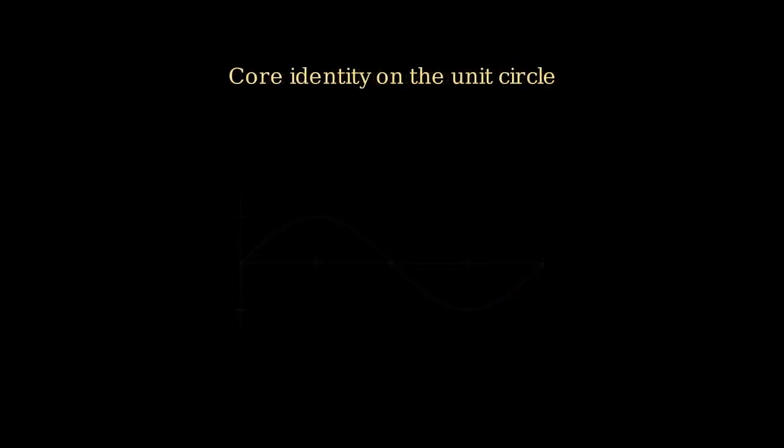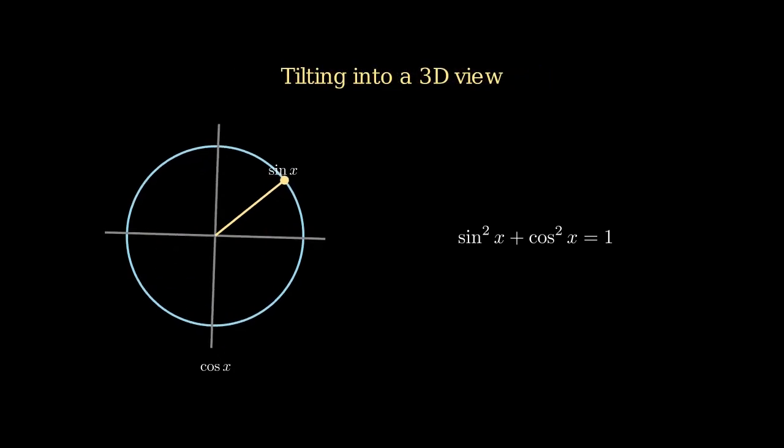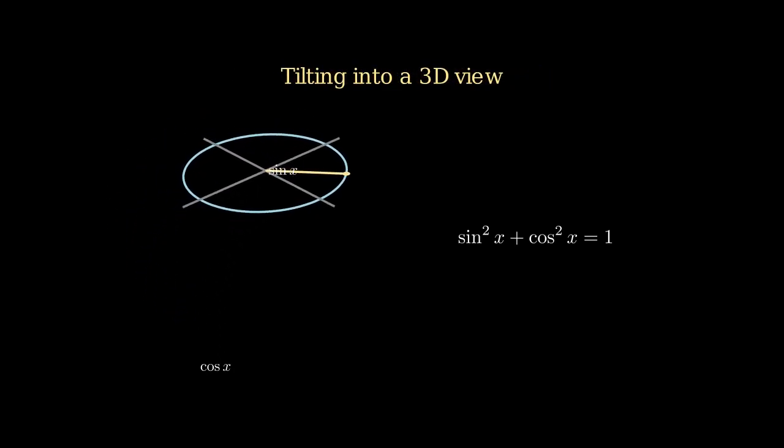Here is the core identity shown on a unit circle. For any angle x on the circle, sin squared x plus cosine squared x equals 1. We'll look at this flat in 2 dimensions first, then tilt the same circle into a 3-dimensional view so you can see it from another angle.